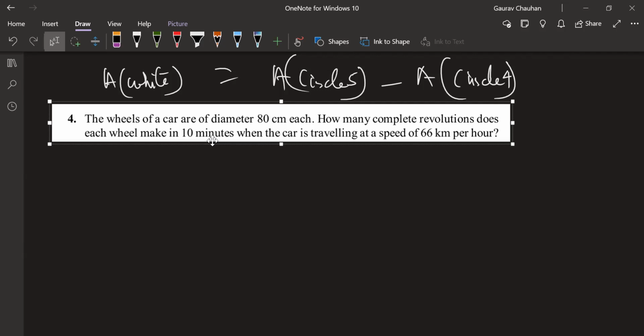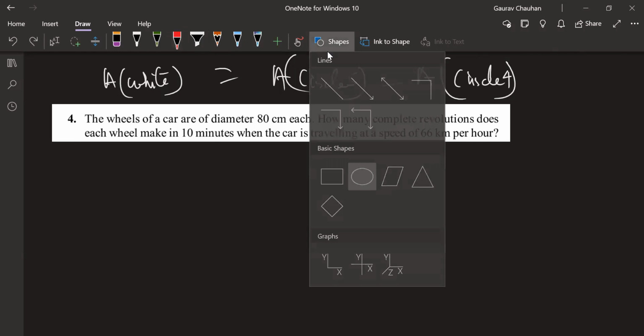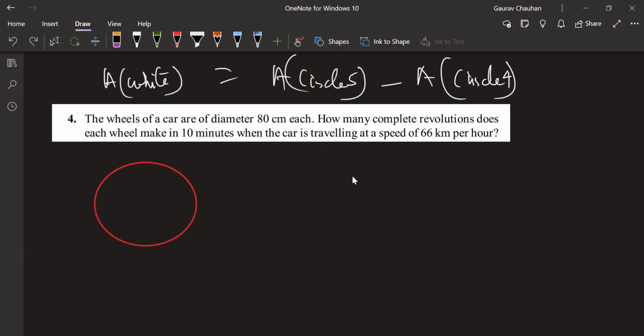It's a tricky question. Stay with it. Wheels of a car. There is a car. It has wheels. Let me draw this shape. Yes, we have done this very recently in circles chapter, right? So the wheels of a car are of diameter 80 centimeter. Diameter is 80 centimeter. You got the radius from that, right? 40 centimeter.